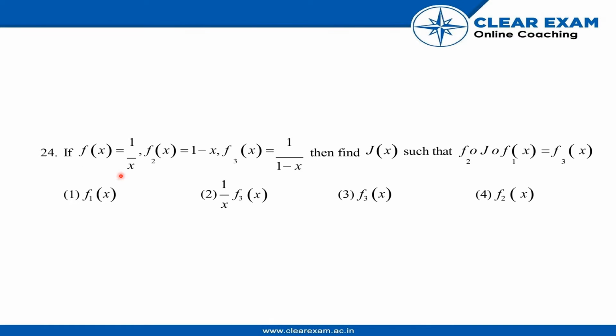If f1(x) equals 1 by x, f2(x) equals 1 minus x, f3(x) equals 1 upon 1 minus x, then find j(x) such that f2 of j of f1(x) equals f3(x). And the options are: first is f1(x), second is 1 by x, f3(x), third is f3(x), and fourth is f2(x).